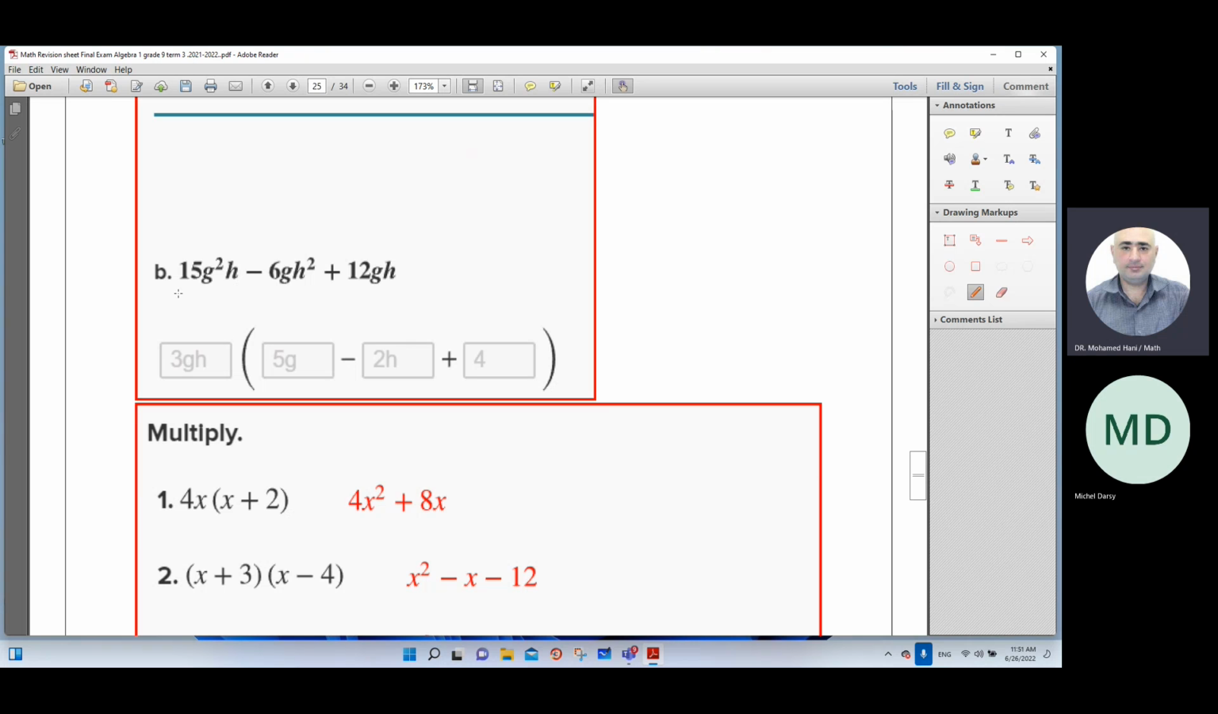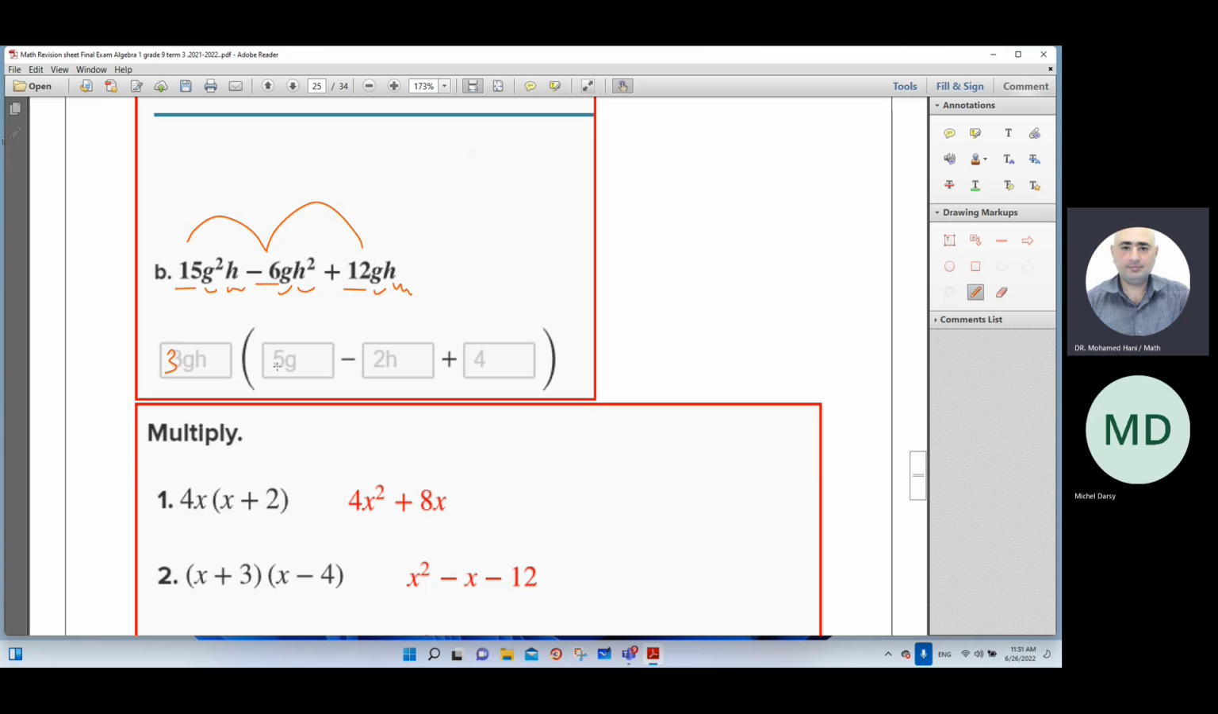Here is the same idea. What is the common between 15 and negative 6 and 12? Find the GCF of 15 and 6 and 12 will be 3. Then here you have g squared, and here we have g, and here we have g. So the common will be g. And here we have h, and here h squared, and here h, so the common will be h. Then take the first monomial divided by 3gh.